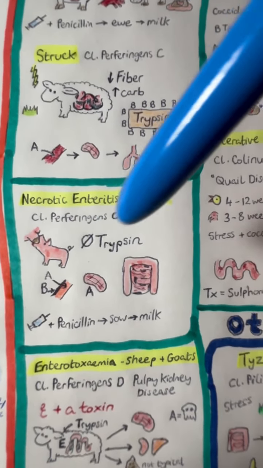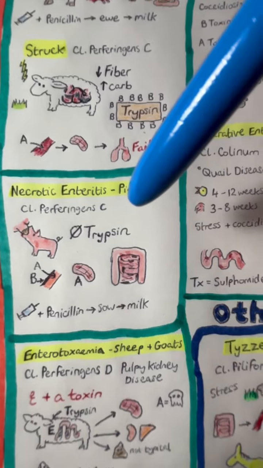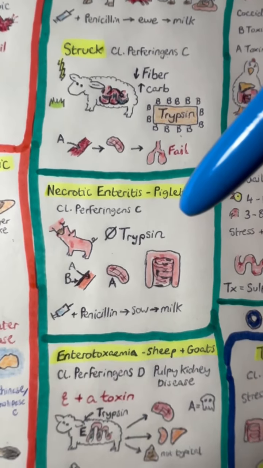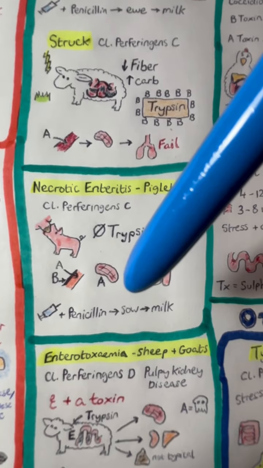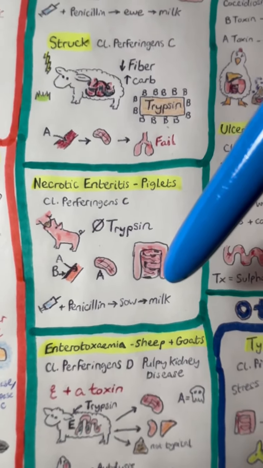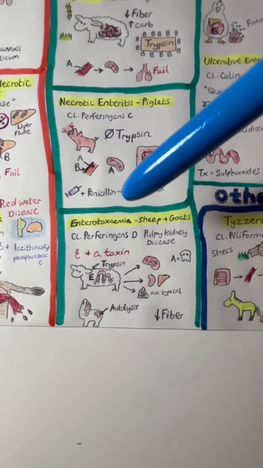In the pathology, we can see necrosis and ulceration of the small intestine. To prevent this, we give vaccines and penicillin to the mother, the sow, and then she can pass it on in her milk. The next disease is enterotoxemia of sheep and goats.